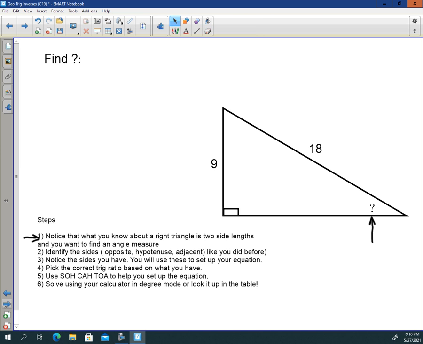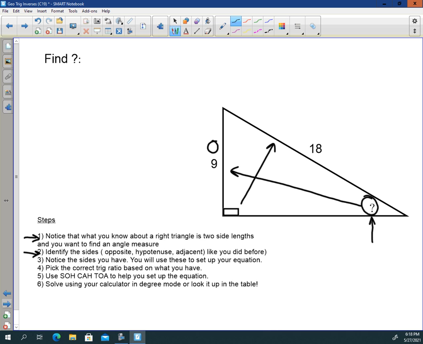So we've done our noticing. Then it says to identify the sides. Well, you're going to do that just like you did it before. Here's theta. That's the angle you're trying to find. Across from theta is the opposite. Across from the 90-degree angle is the hypotenuse, and the other side is the adjacent. Label your sides just like before.